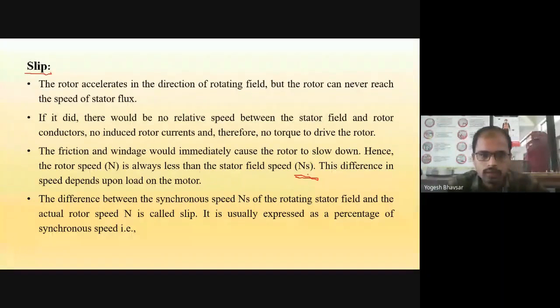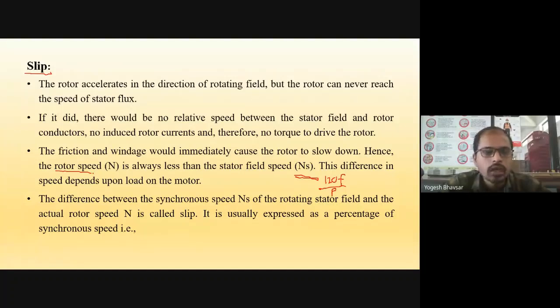right? Whose formula we have derived, which is 120 f by p. So this is the speed at which the magnetic field rotates, where f is the frequency of supply and p is the number of poles. For example, if frequency is 50 Hz and number of poles are 4, then synchronous speed will be 1500 RPM. In this way, we can calculate the speed at which the magnetic field rotates.